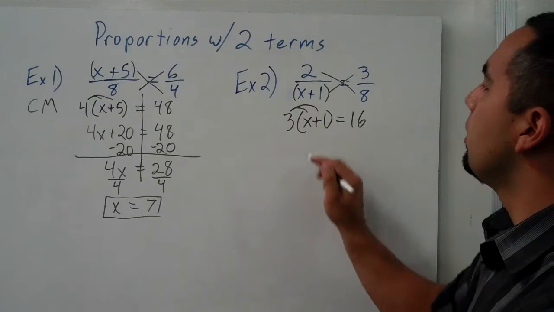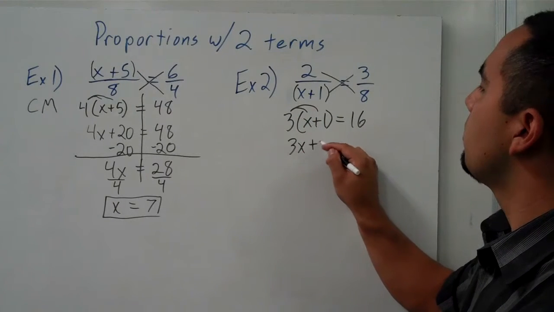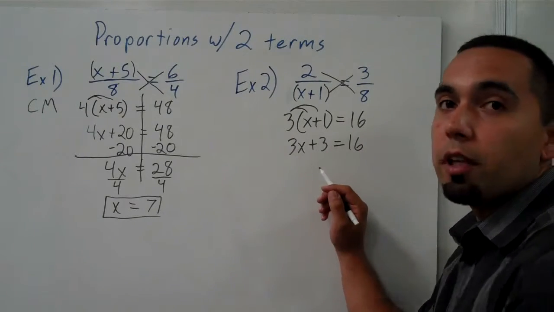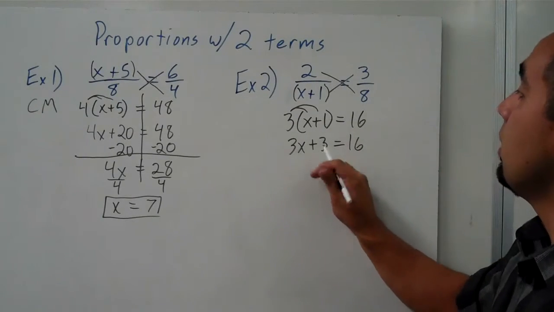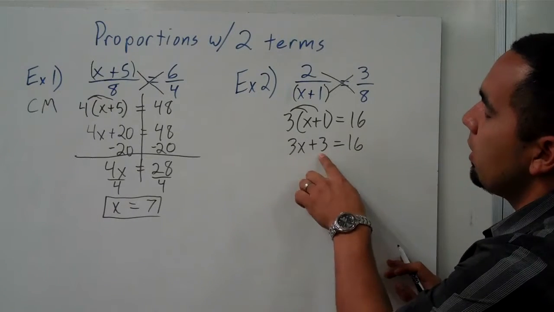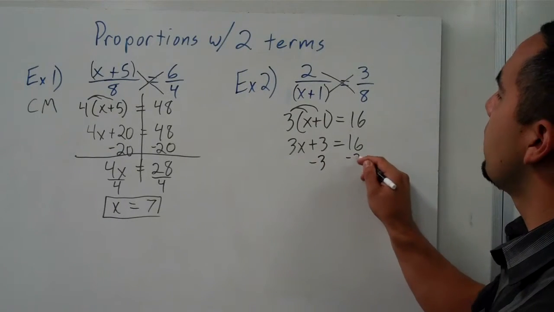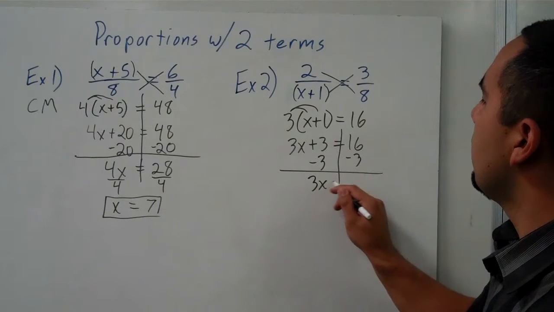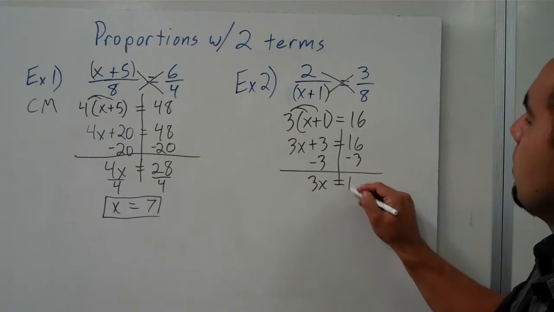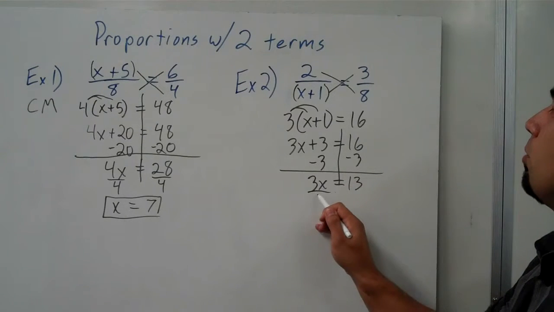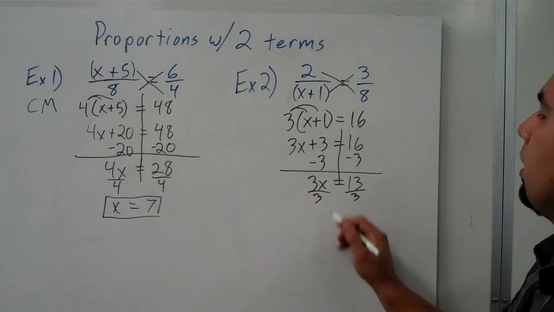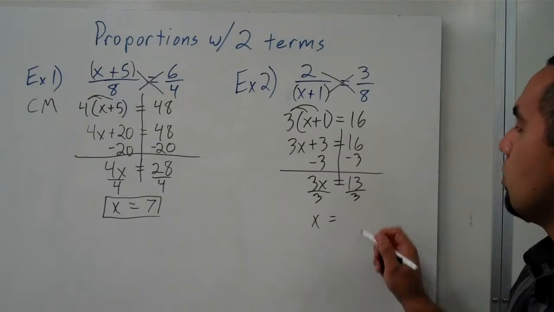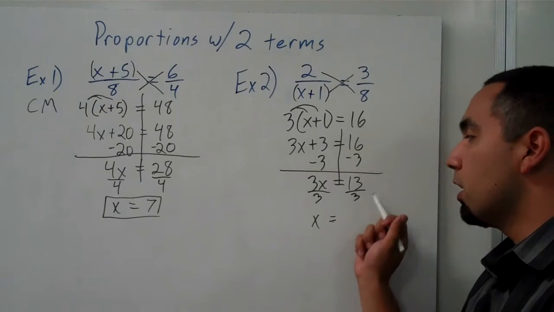Again, I distribute. 3x plus 3 equals 16, and now I'm actually going to start manipulating. I want to get this term by itself, so I need to get rid of this 3. I'm going to subtract 3 from both sides. I get 3x equals 16 minus 3 is 13. Now I'm going to divide by 3, and 13 divided by 3, that doesn't work out so well. But that's okay. You're going to get fractions in these.